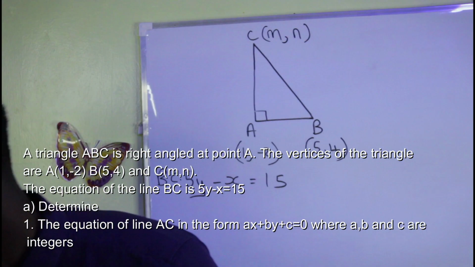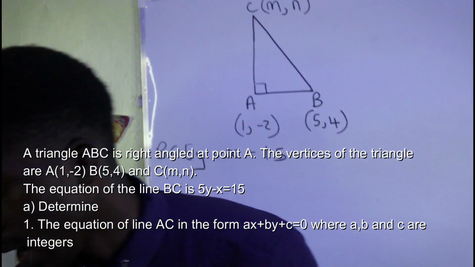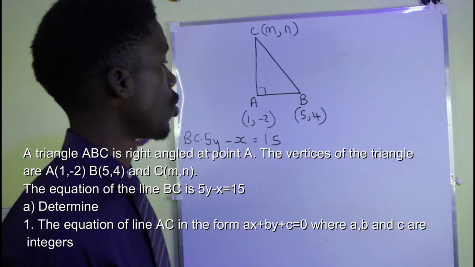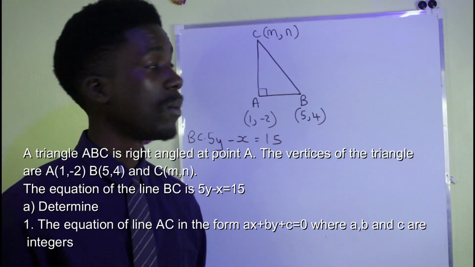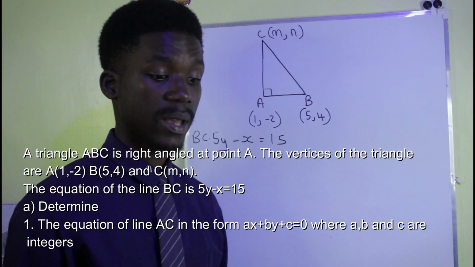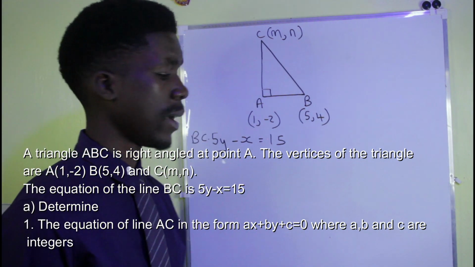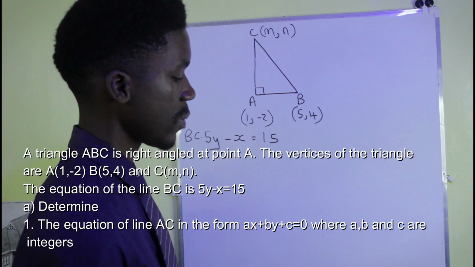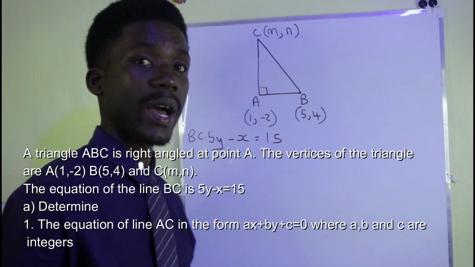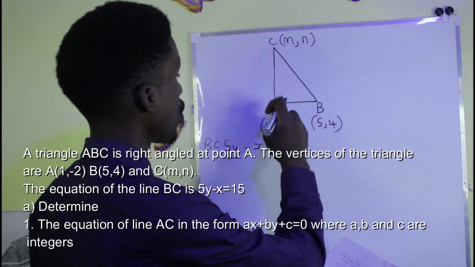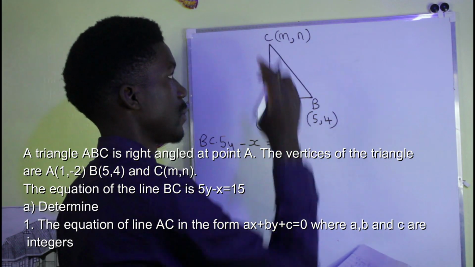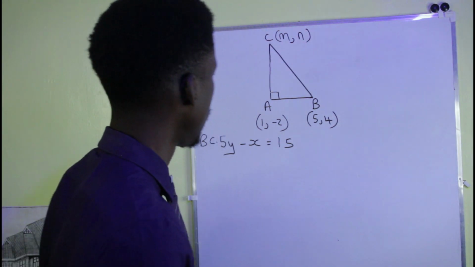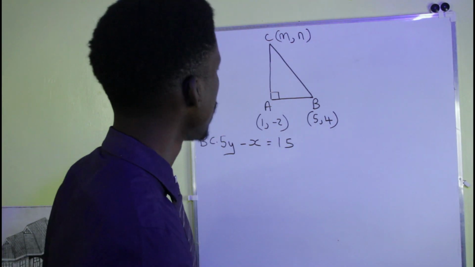So determine the equation of line AC in the form ax plus by plus c equals 0, where a, b, and c are integers. So we are required to determine the equation of line AC. How do we go about that? So we are going to begin.